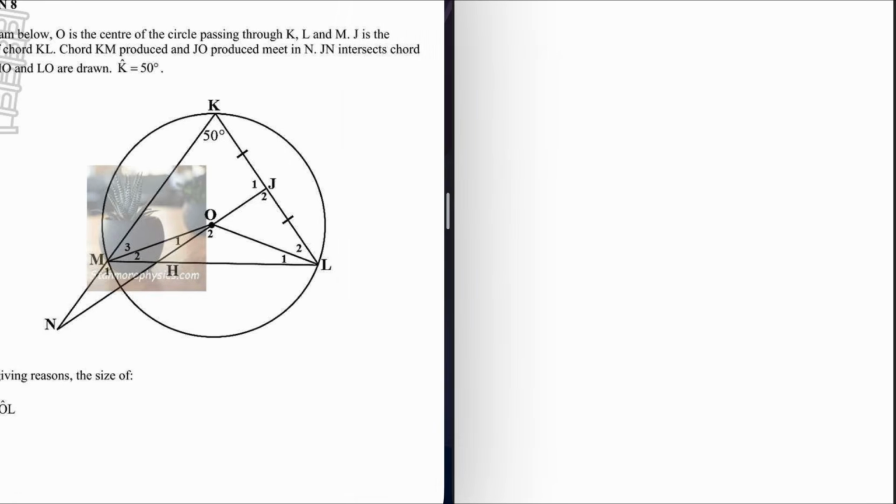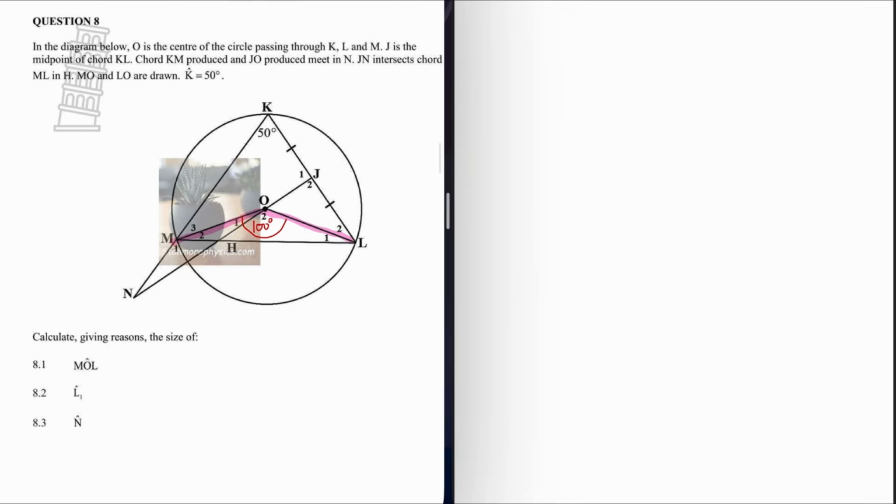So MOL is this. So that's going to be simple. MOL is going to equal 100 degrees. Because that's the angle at the center, and angle at the center is twice the angle at the circumference.